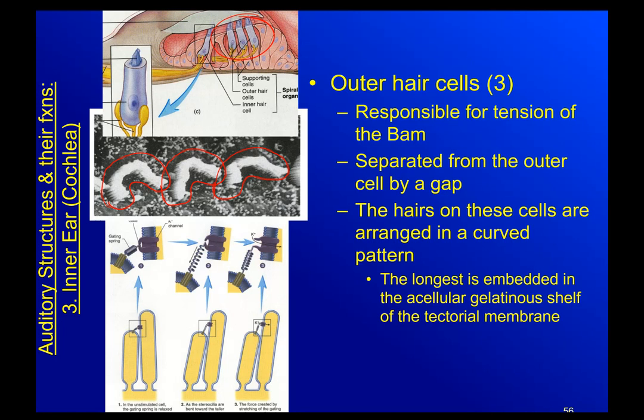They are separated from the inner cell by a gap. You can see here that there is a space between the single row of cells and the little triple row of cells. The hairs on the cells are arranged in a curved pattern like you see. And again, the longest one is embedded into this tectorial membrane, that gelatinous shelf that's sitting on top.